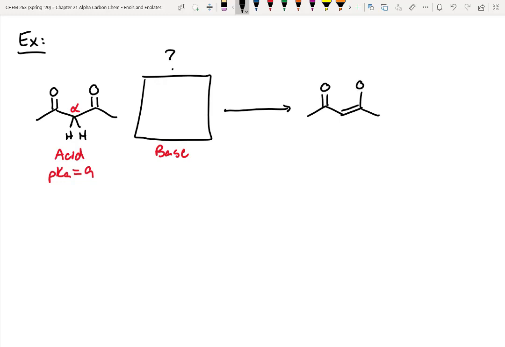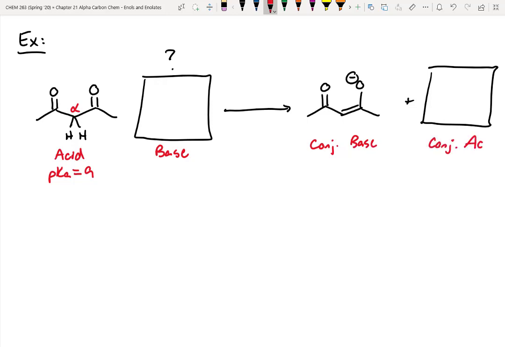And like we said, this tends to form a lot more readily because we've extended conjugation, and it's more stable because we have more resonance delocalization. And then the conjugate acid we'll put over here. So this would be our conjugate base, and this would be our conjugate acid.